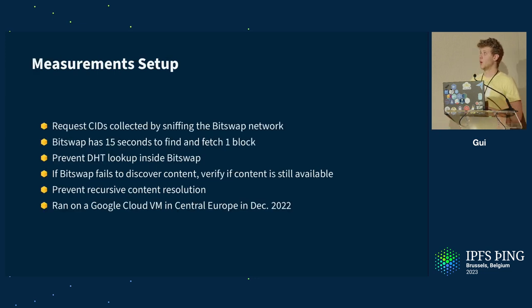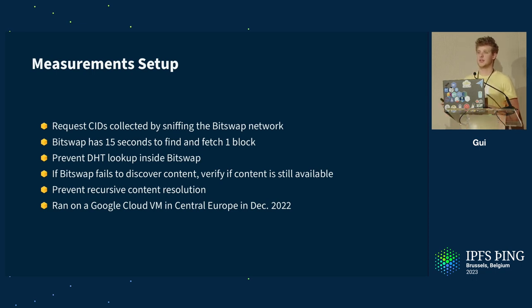So what we did in order to measure it and to get data around this is we got a huge list of CIDs that we got by just sniffing the Bitswap traffic. So just listening to all of the requests saying, hey, I want this file, I want this file, I want this file. And we gave Bitswap not just 1 second, but 15 seconds to find and retrieve a block. And we made sure that Bitswap didn't call the DHT, which means that Kubo is going to tell Bitswap, hey, can you find this CID for me? And now Bitswap is on its own, has 15 seconds, and it's either you get it or you don't get it.